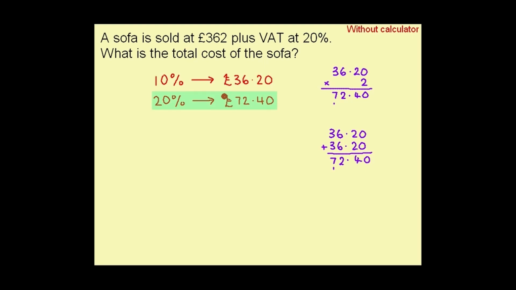So now I have my 20%, I just need to add it on to the £362. So I've got £362, add £72.40. I get £434.40. So this is my final answer.